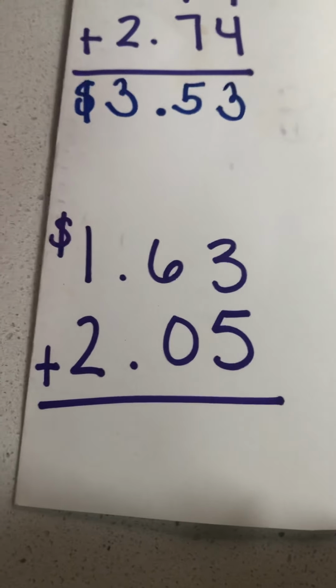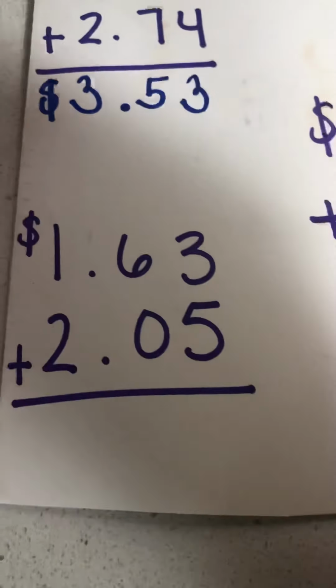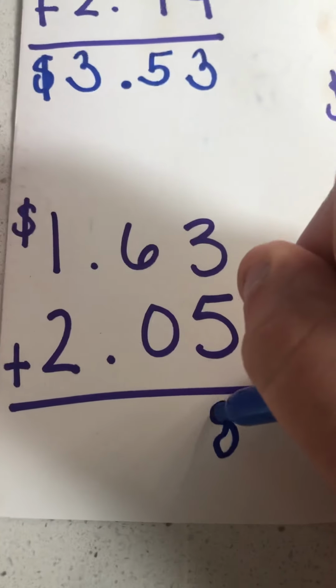Let's go ahead and add these, shall we? Well, 3 plus 5, that's going to give us 8, and that's my sloppy 8. Let me fix that.